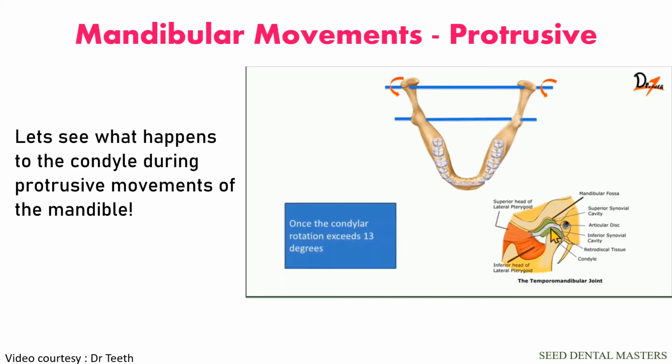After that, once the condylar rotation exceeds 13 degrees, what will happen? Translation of the condyle will take place and it will move in a forward and downward motion, and the hinge axis will be shifted to the mandibular foramen. And when the condyle moves forward and downward, the anterior teeth will glide against each other and they will come in an edge to edge position.